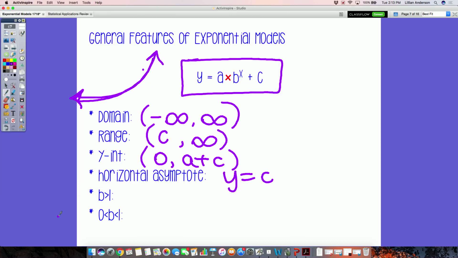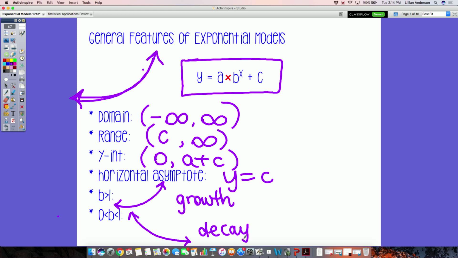So when b is greater than 1, the graphs are going to go up, but when it's in between 0 and 1, it's going to go down, aka exponential growth. And what's the other word? Who remembers? Decay. It's the difference between those two. And those are some of our general features for exponential models.